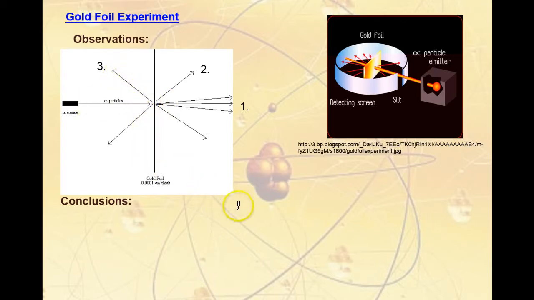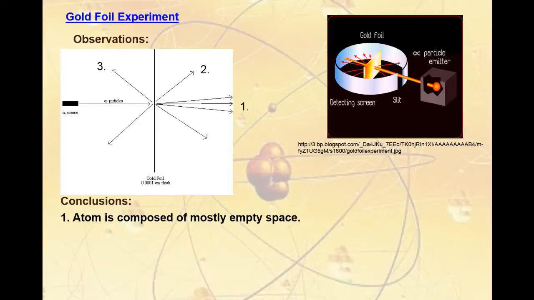And so from those 3 observations, Ernest Rutherford made 3 conclusions. Each one goes with one of these observations. So why did most of the particles go through? What he concluded is that the atom is composed of mostly empty space. And that's why the particles went through, even though you had all these gold atoms in the foil that were packed very close together.